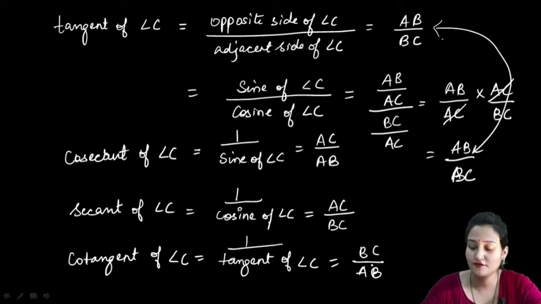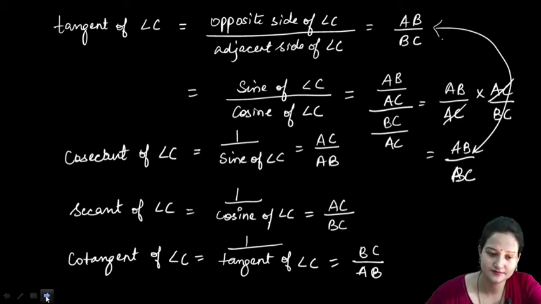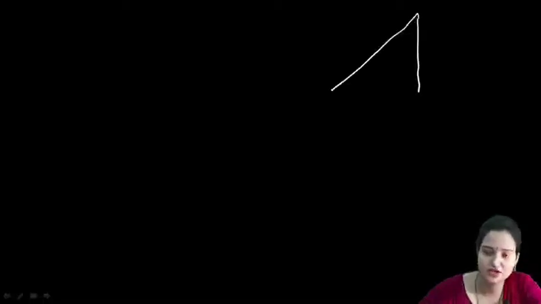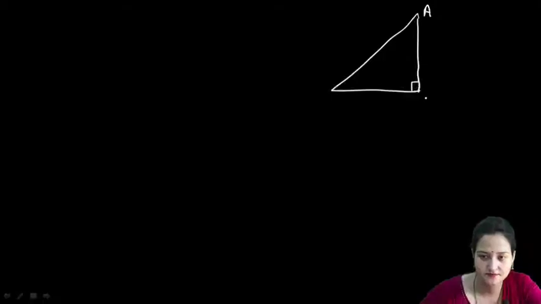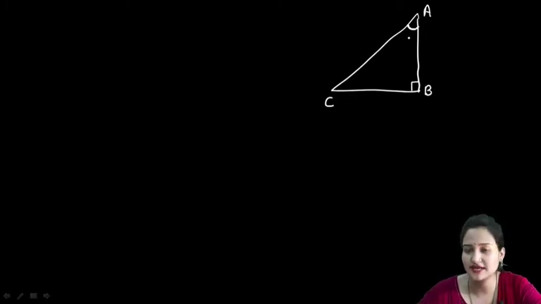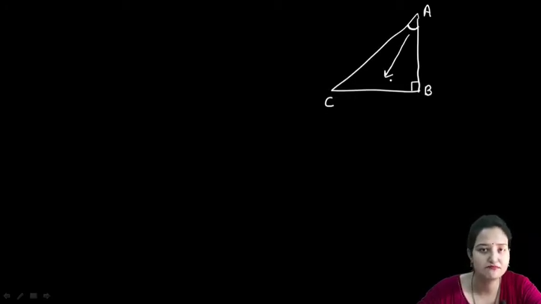Now, we will discuss the sides with the relationship of angle A. Note it down carefully what will be the changes. I will take the diagram as similar, just like we have drawn before. Now for angle A, what will be the opposite side? For angle A, the opposite side will be BC.